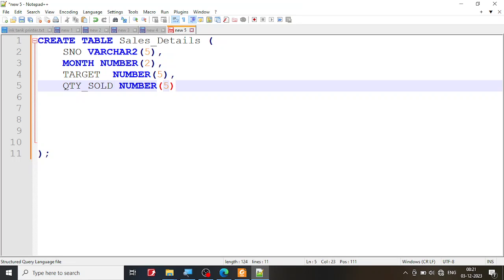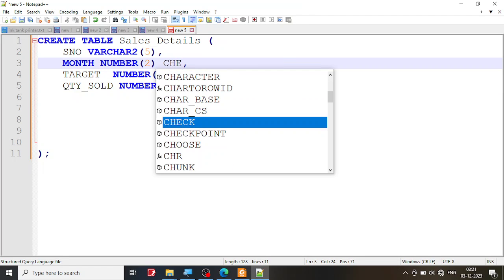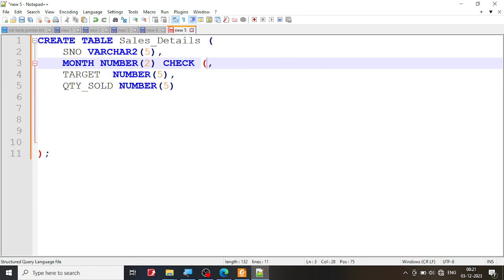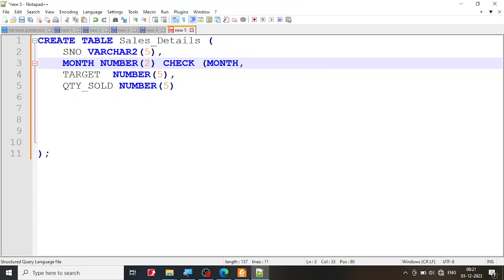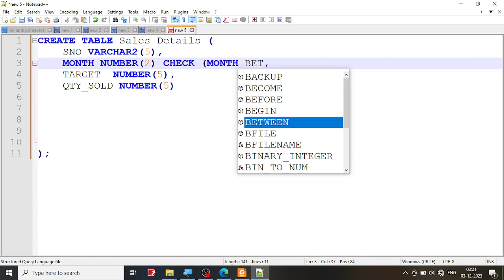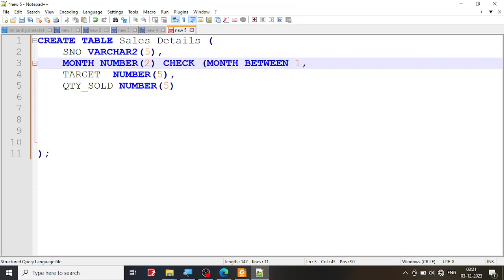Now coming to the month, I'm going to add one constraint to this month. So I assume that the month must be a number between 1 and 12. You know very well, month is any number between 1 and 12. So that is what I assume the month to be.